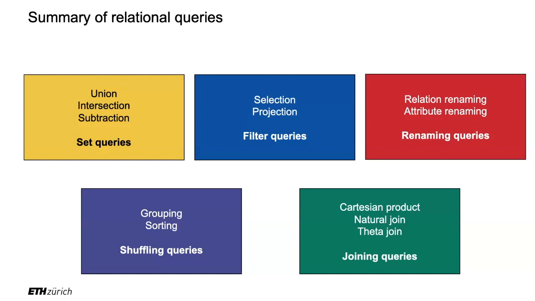Joining is fine. So if you join, that usually shouldn't explode the memory. So natural join, theta join, and shuffling queries, and we'll see in big data why it's actually shuffling, but it is grouping and sorting. It's basically manipulating the entire tables at a time when you group and when you sort.